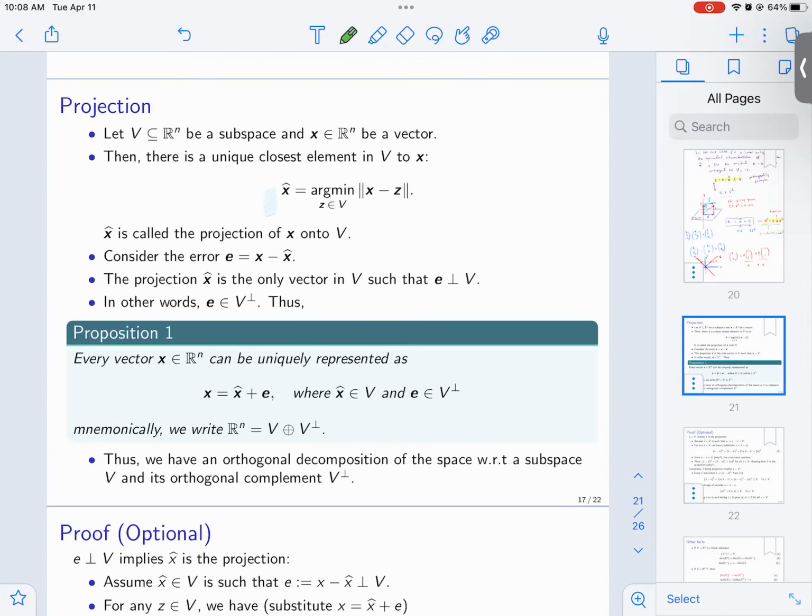That summarizes it: every vector x can be uniquely represented as a component in V, which I'm calling x hat, an approximation of x by something in V, and a residual, which is in V perp. Mnemonically, we write Rn as a decomposition of the space into V and V perp. And this decomposition is orthogonal. These two components are orthogonal to each other, by definition. Questions?